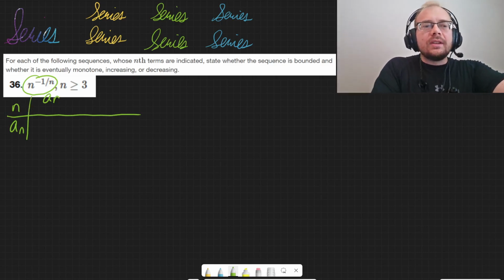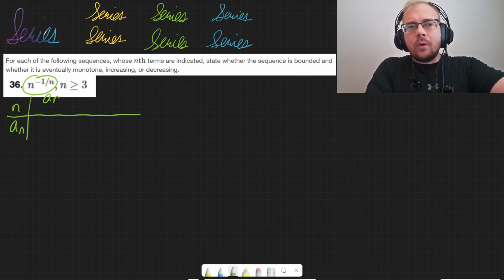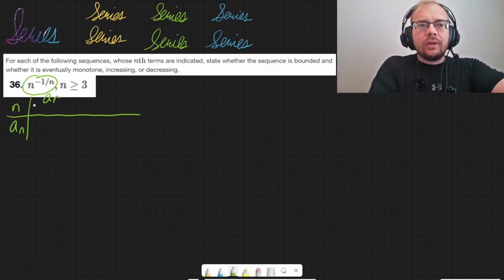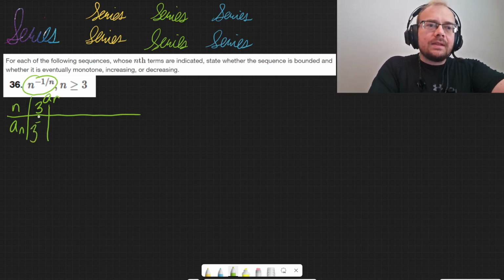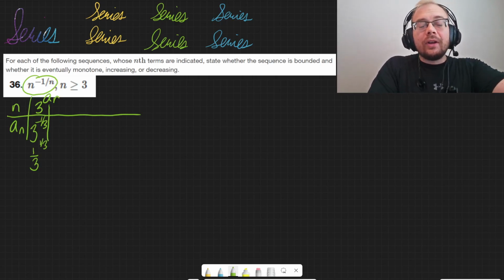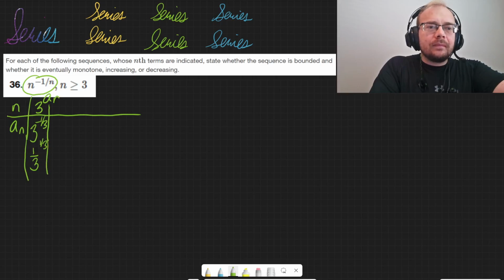Well, we're not starting at 1 or 2. Normally we would start at 1, but this says n greater than or equal to 3, which means we're starting at 3. And then that would be 3 to the negative 1/3 power, which is a pretty crazy number. That would be 1/3 to the 1/3 power. Or you could say like x to the x power, but it's not quite like that.